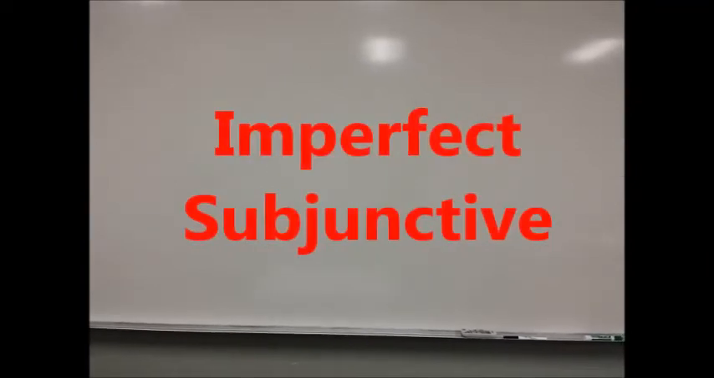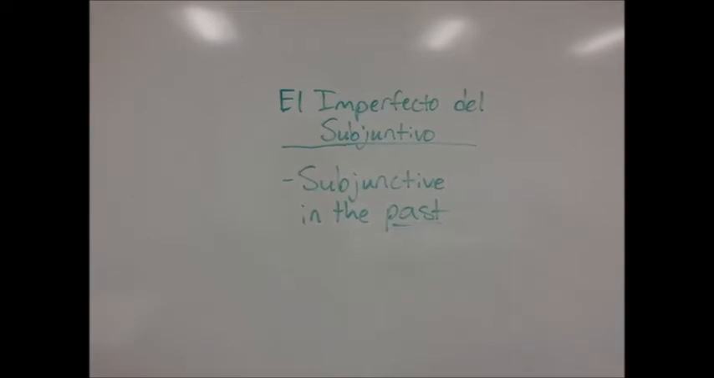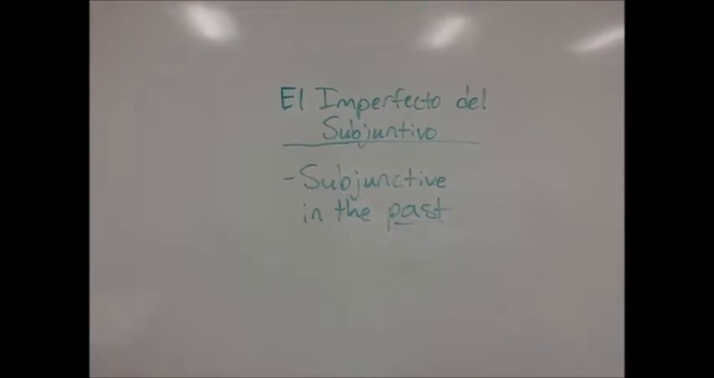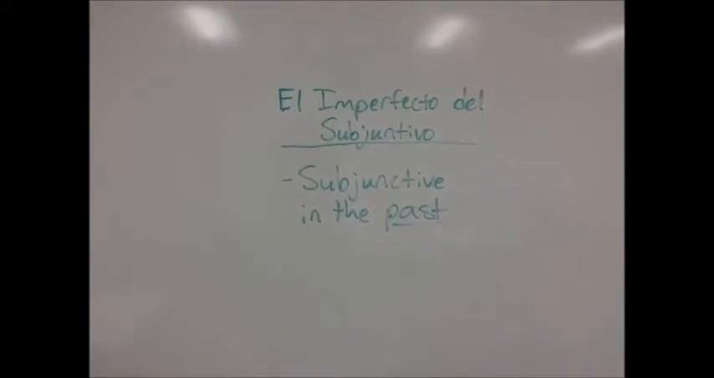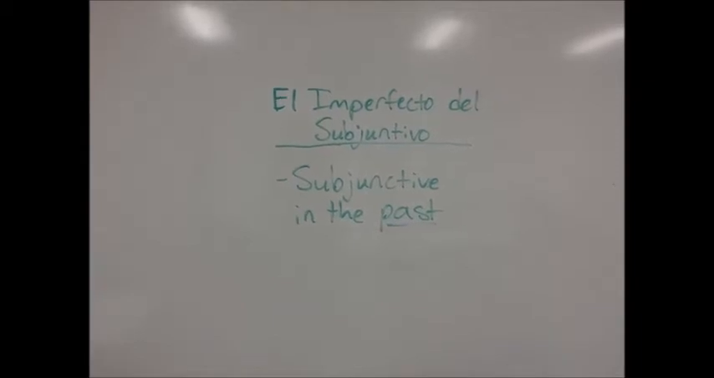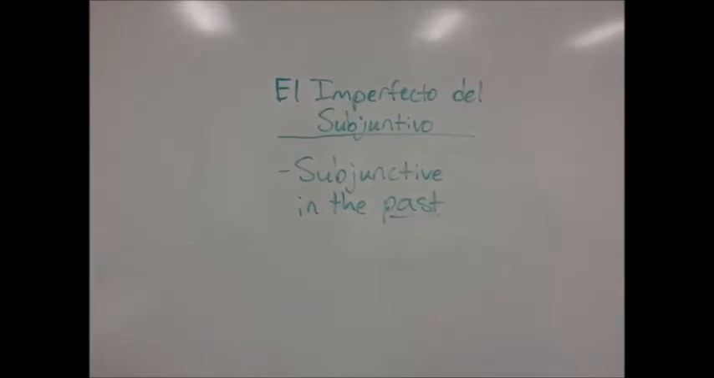If you thought that you were done with the subjunctive, you were wrong. This video is about the imperfect subjunctive. The imperfect subjunctive is used the same way you use the regular subjunctive, except you use the imperfect subjunctive when you want to talk about something in the past.